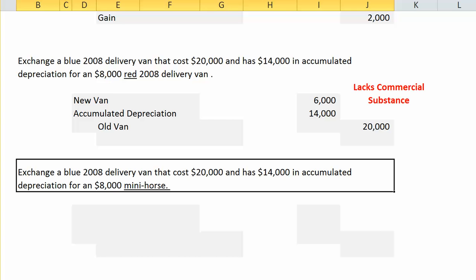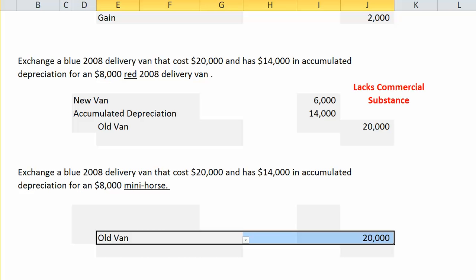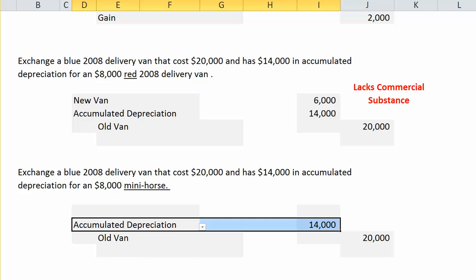What if instead we traded our 2008 delivery van for an $8,000 miniature horse? Well, as always, we want to take the old van off our books. So we credit the $20,000 cost, we debit the accumulated depreciation. Our next step is we have to determine whether or not this transaction has commercial substance. And that will be dependent on the facts and circumstances of the case at hand.